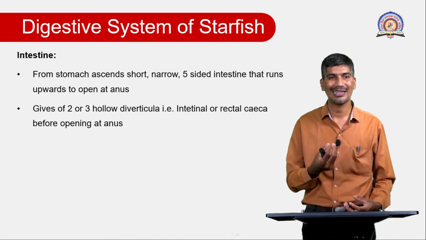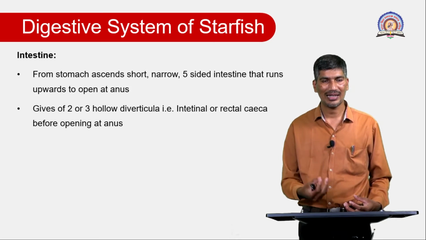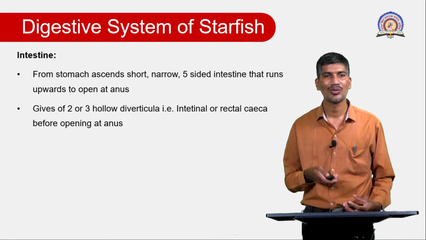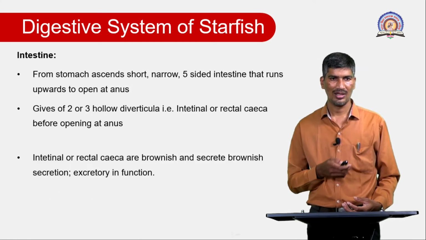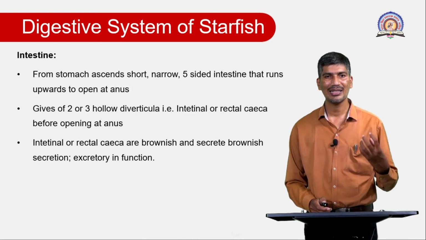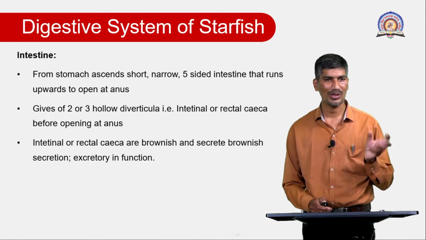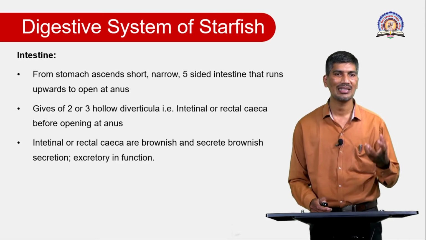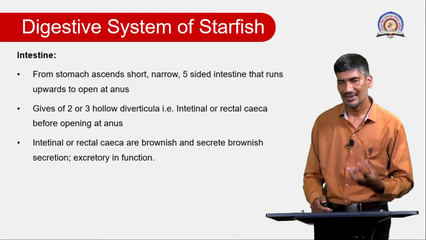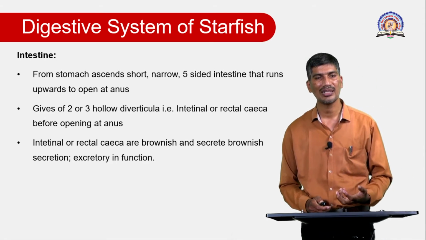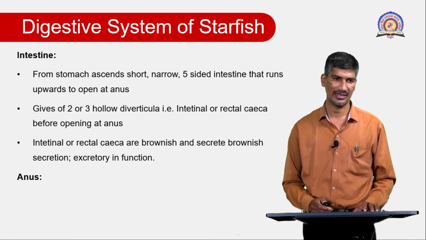This blind diverticulum, a hollow structure, is also known as the intestinal or rectal cecum. This rectal cecum helps to secrete some mucus fluid, and it also secretes a brownish material, and this brownish material helps in the excretion of the undigested food content. It is ejected through the anus.